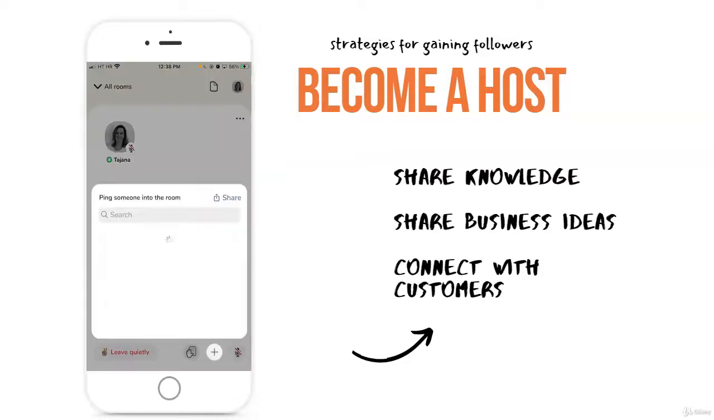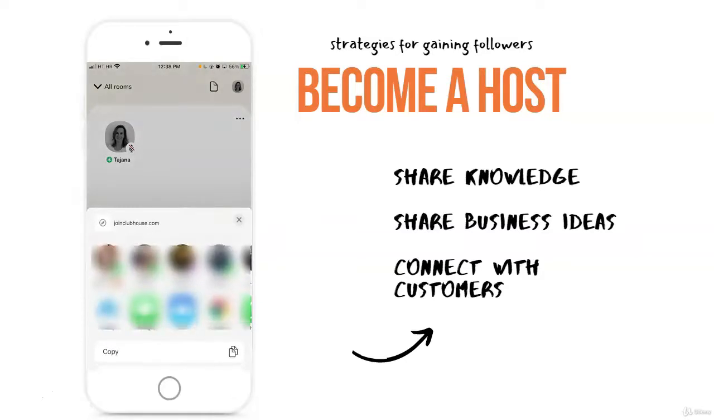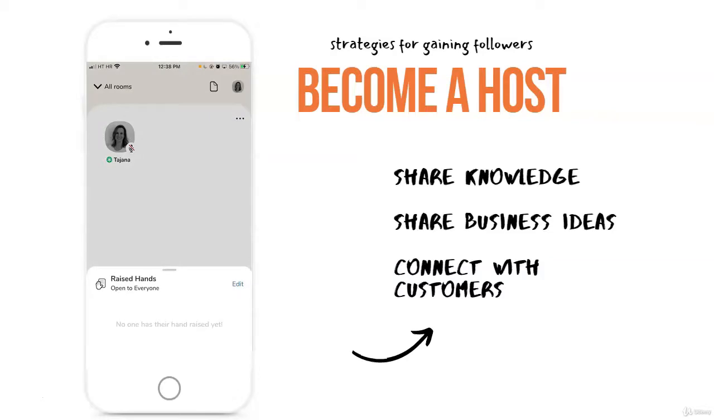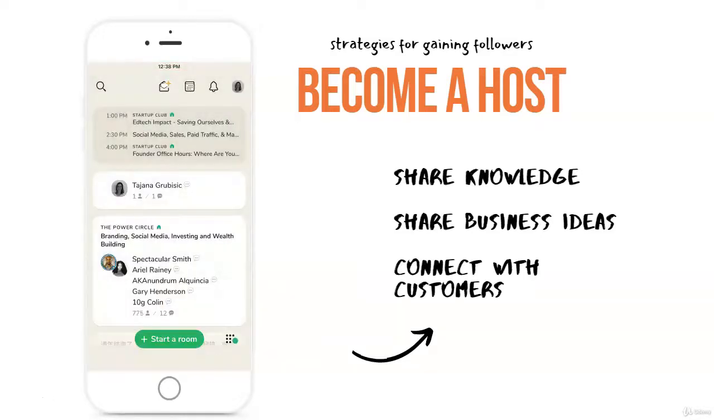There's a plus sign, and if you click on it, you can add someone, ping someone to the room, or share this event if you want to. And right next to the plus sign, there's an icon which shows who has raised their hand, and then you can approve the requests here. Since this is a trial room, we'll end it, so you would just click on Leave Quietly, and that's it.